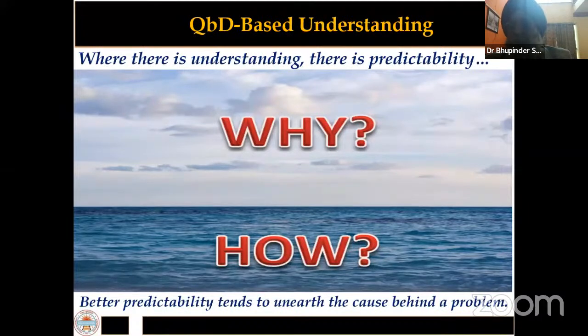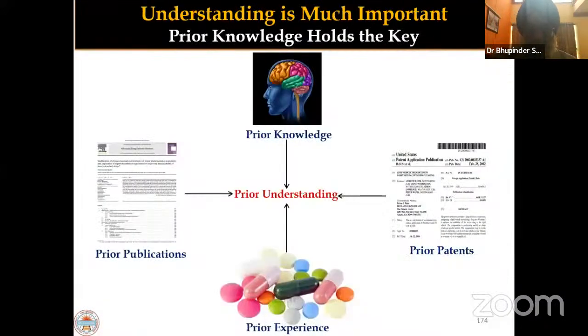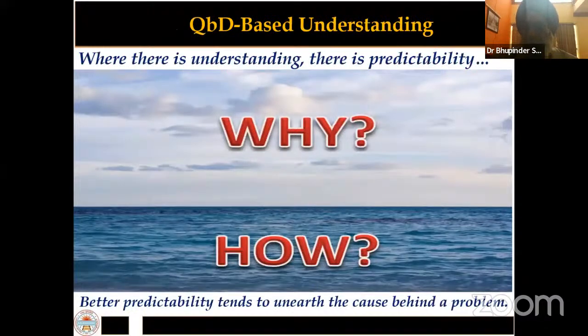Understanding leads to predictability. That's what federal agencies want the pharmaceutical scientists to know, that using QbD, they should understand. If they understand their product and process better, they'll be able to predict the next move, where this formulation is going, where this manufacturing process is leading to make the formulation. So understanding is far deeper, not merely knowledge. Knowledge is one aspect, but better predictability helps unearth the underlying cause.